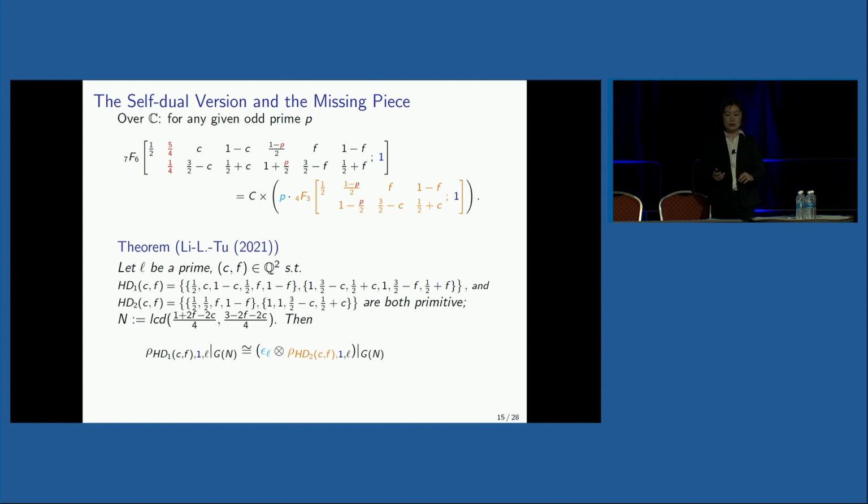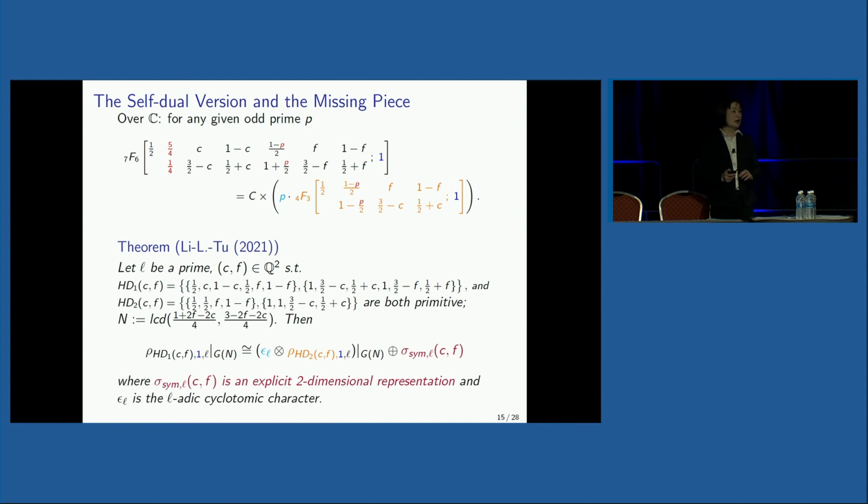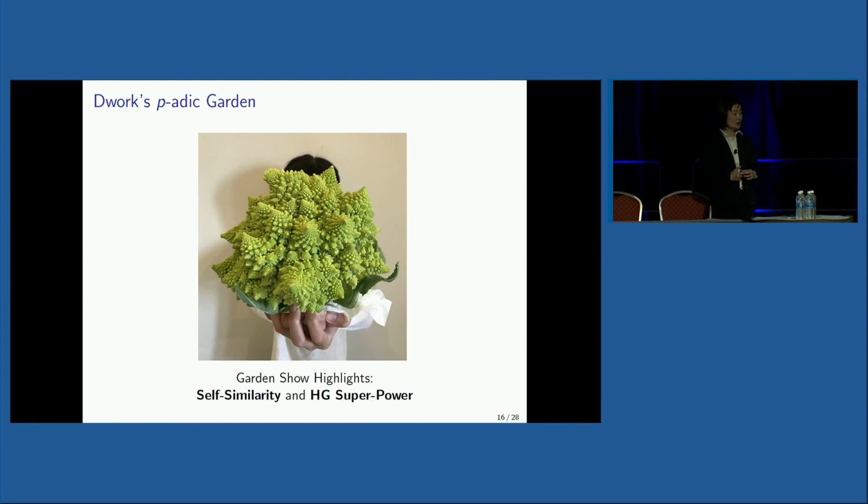There is an additional cyclotomic character. I have to do the tensoring to get to the p on the left-hand side of the first equation. And the leftover is a very precise 2-dimensional representation. I will show you in a later case what it looks like. Okay, so we will be finding the missing piece in the later presentation. So we move on to the p-adic world, the p-adic garden.